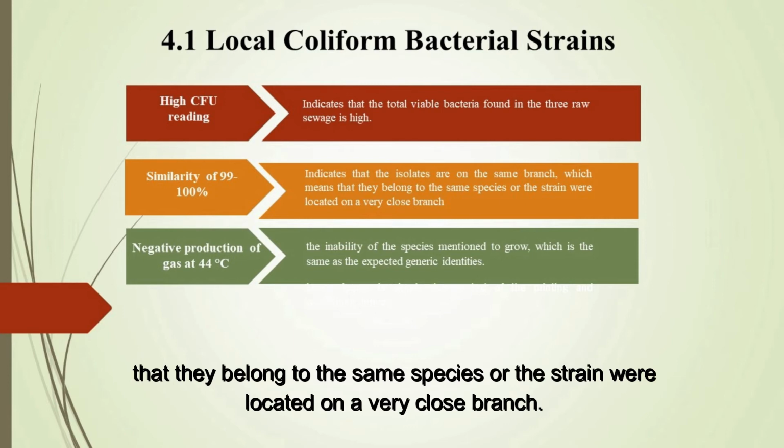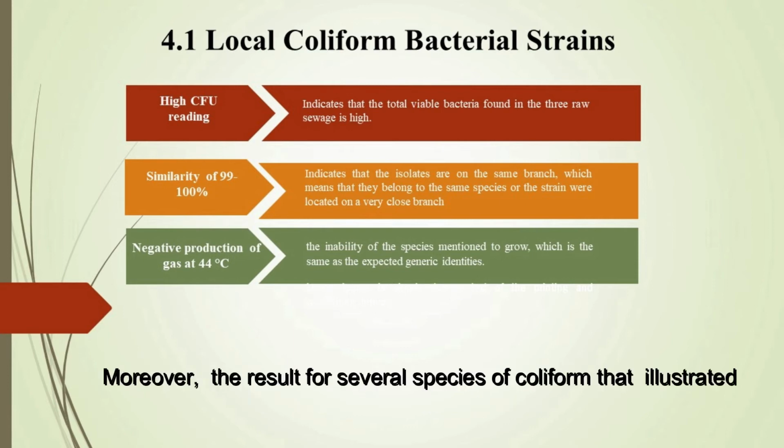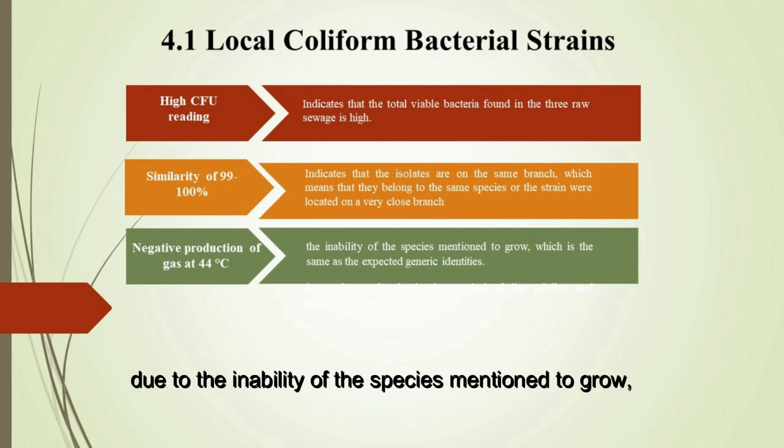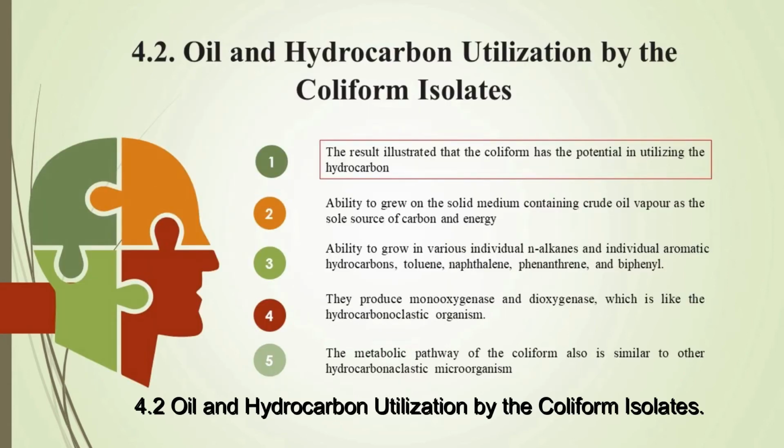a very close branch. Moreover, the result for several species of coliform that illustrated the negative production of gas at 44 degrees Celsius is due to the inability of the species mentioned to grow, which is the same as the expected generic identities. 4.2 Oil and hydrocarbon utilization by the coliform isolates.